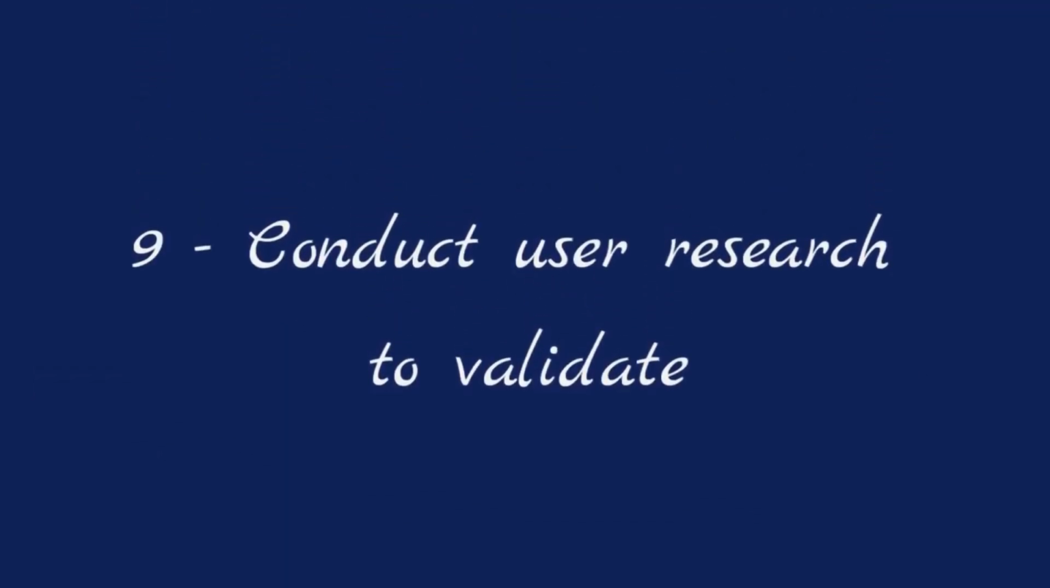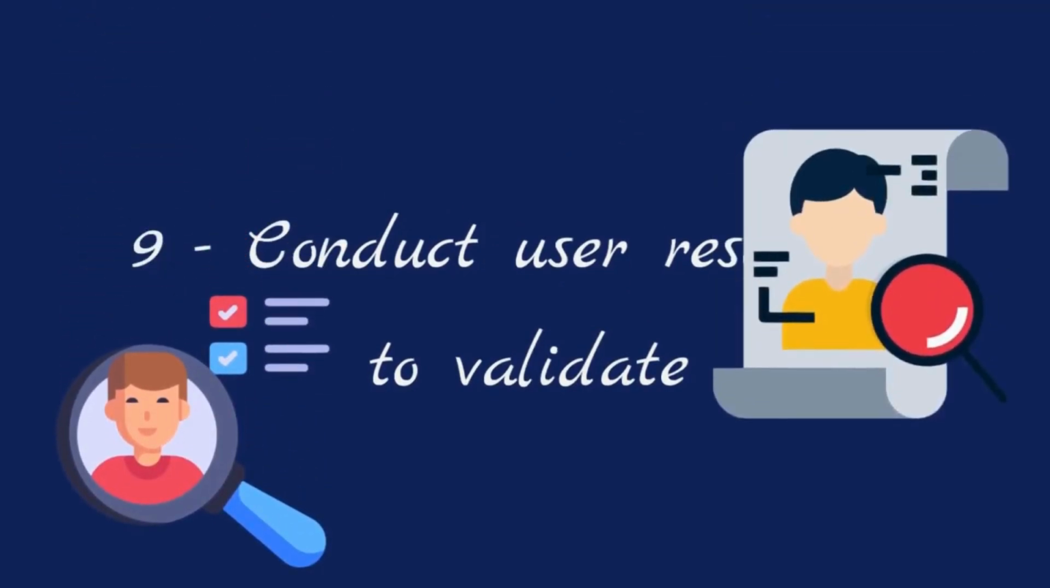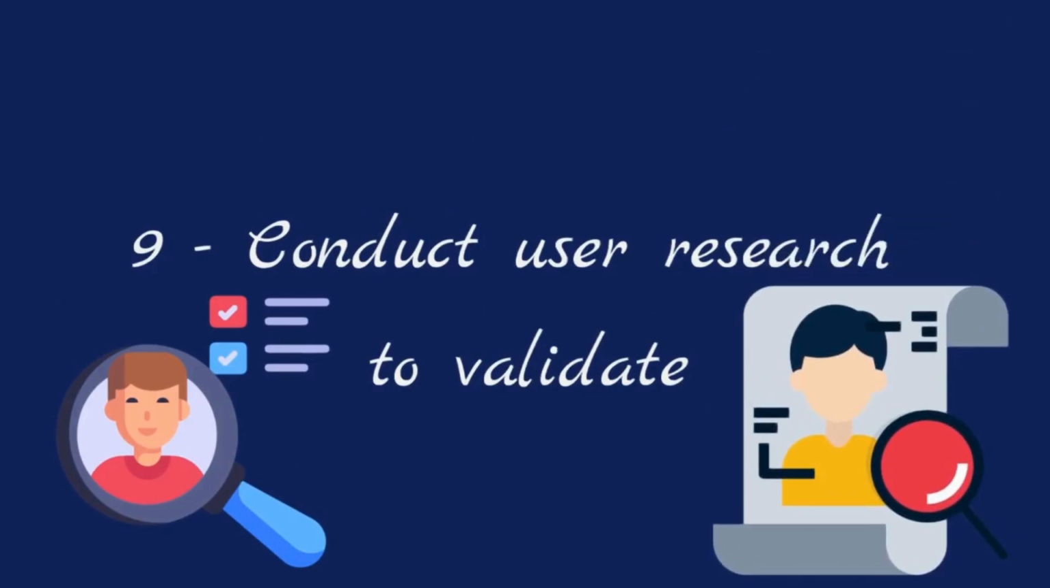Step 9. Conduct user research to validate. Collect user feedback on potential features or requirements through user research, usability testing, or feedback gathering. As a result, assumptions will be validated, user preferences will be identified, and prioritization decisions will be informed.